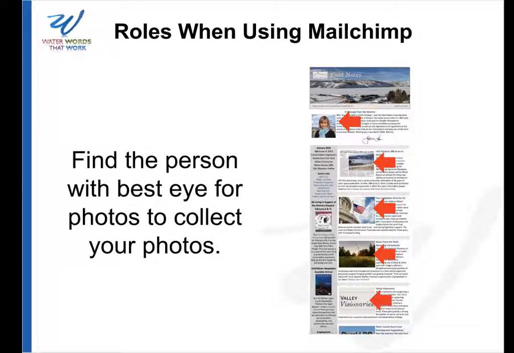Somebody's got to round up photos for that email. Do you have a great eye for photos? Great. If not, have somebody who does find the photos for your email. The quality of the photos will profoundly influence your click-through rate and your conversion rate.